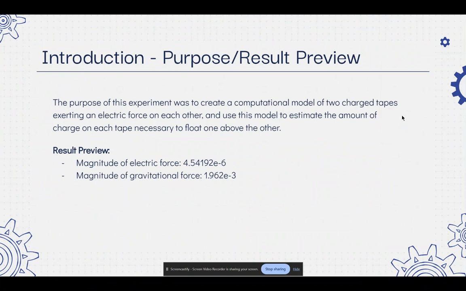The purpose of this experiment was to create a computational model of two charged tapes exerting an electric force on each other, and use this model to estimate the amount of charge on each tape necessary to float one above the other. And a quick result preview of this lab is that the magnitude of the electric force needed is around 4.54 times 10 to the negative 6 coulombs, and the magnitude of the gravitational force is 1.962 times 10 to the negative 3.